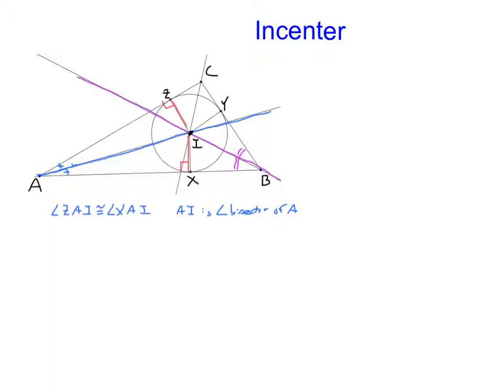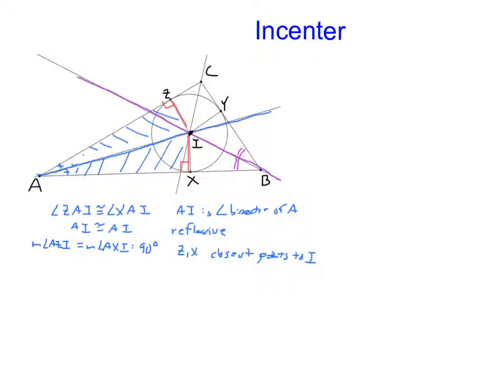So I have an angle back here that was cut in half. I have this blue line here, AI, that is shared, so that's by the reflexive. And I have this 90-degree angle because those points, Z and X, are selected to be the closest points on their respective lines to I. So I wind up having a triangle here and a triangle here, and those triangles are congruent by the hypotenuse leg congruency theorem. And that gets me that each of those red lines is the same length.